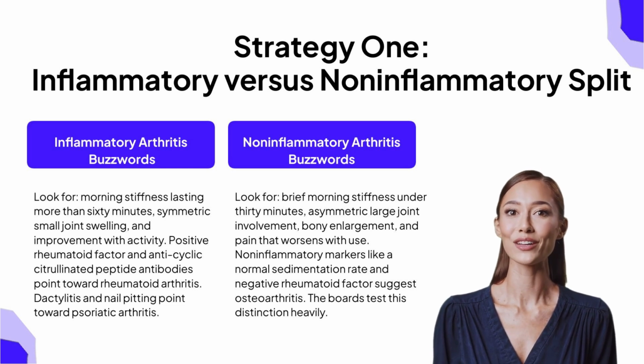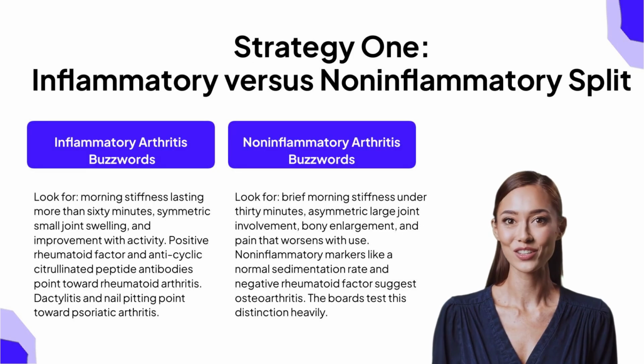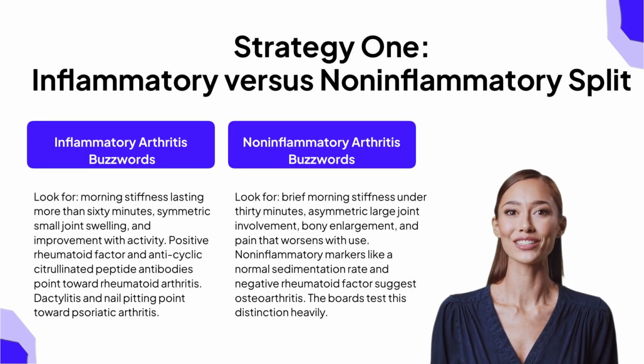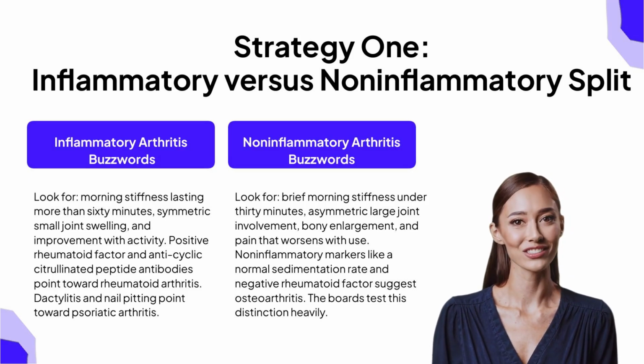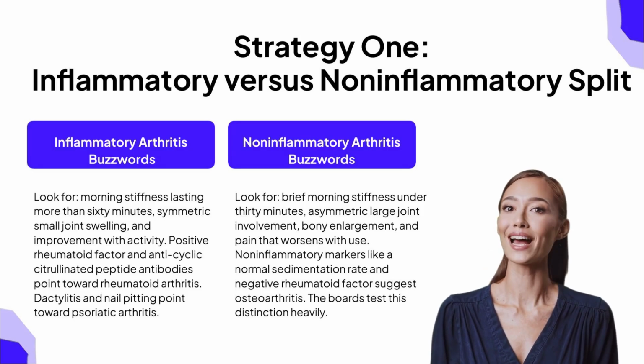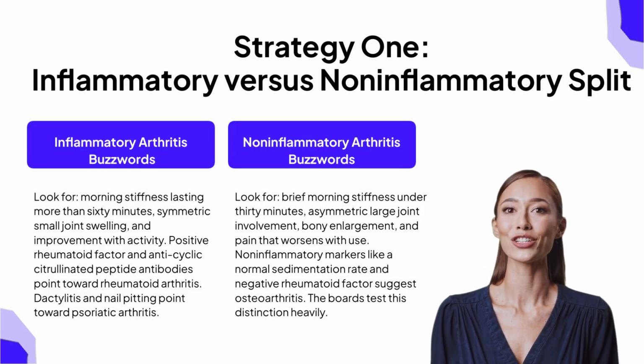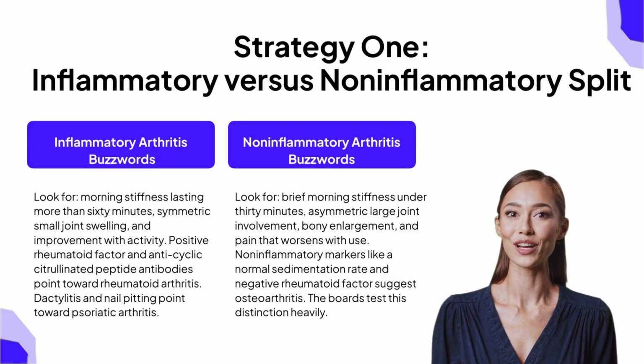toward psoriatic arthritis. For non-inflammatory arthritis, look for brief morning stiffness under 30 minutes, asymmetric large joint involvement, and bony enlargement with pain that worsens with use. The boards absolutely love testing this distinction, so make this your first mental framework.